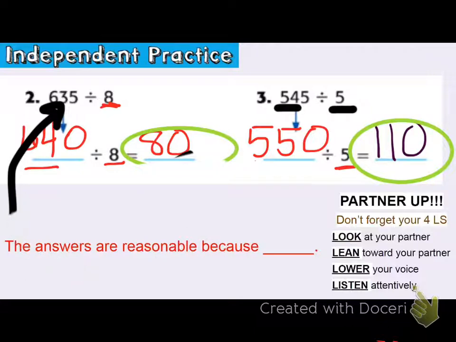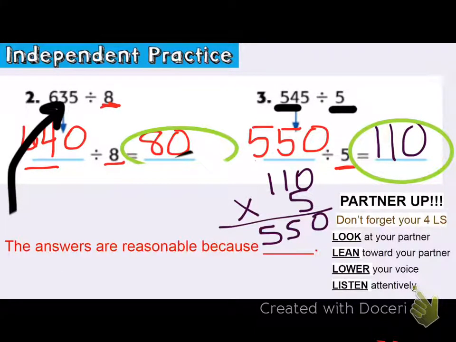It works. If I look at 110, if I have 110 in 5 different groups, well, that's 550, and that's pretty close to what we're actually breaking up into groups. I know I have answers that are about the correct answer. It's almost there. So I can go ahead and move on.